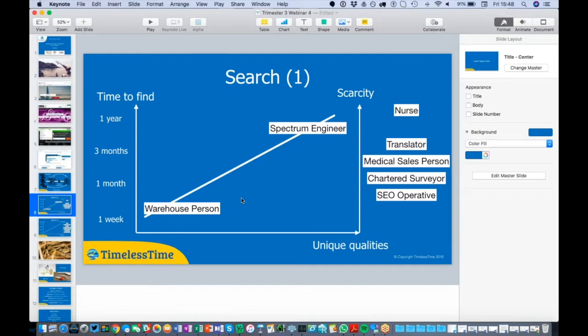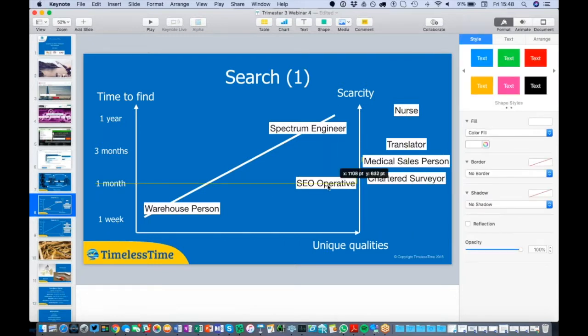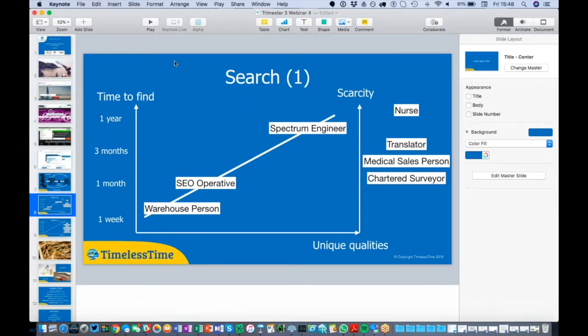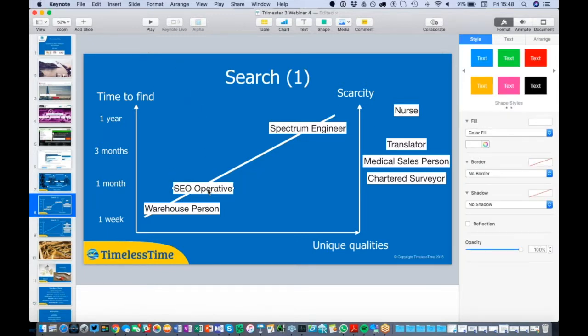If we take something like an SEO operative, it's the sort of thing that somebody traditionally goes to college and does. They learn a bit of marketing, they become an SEO operative, and it may take you, let's say, a month. Now, I'm being very general here, and I'm being very typical, just giving you an idea.